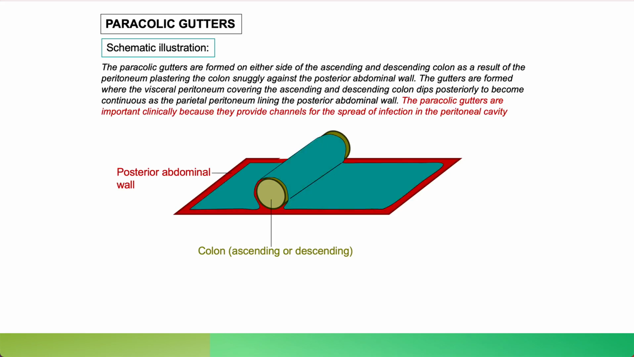So now this is my ascending or descending colon, and look at the parietal peritoneum, which covers all across. So now where are my paracolic gutters? This is my parietal peritoneum. So look at these two arrows. They are indicating the site for the paracolic gutters. They can be found across ascending or descending colon.